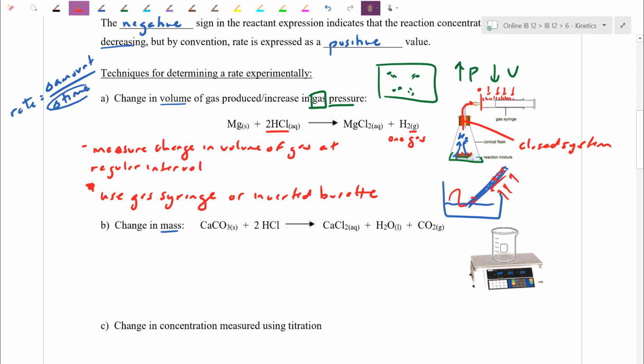I would probably take down some readings, let's say at which time intervals I'm looking at, what the syringe says, and then I would eventually plot a graph of volume versus time, and we'll study this graphically afterwards. One important note here, not immediately obvious, is that it's important for this reaction to only be producing one gas. Let's say hypothetically that this MgCl2 was also a gas.